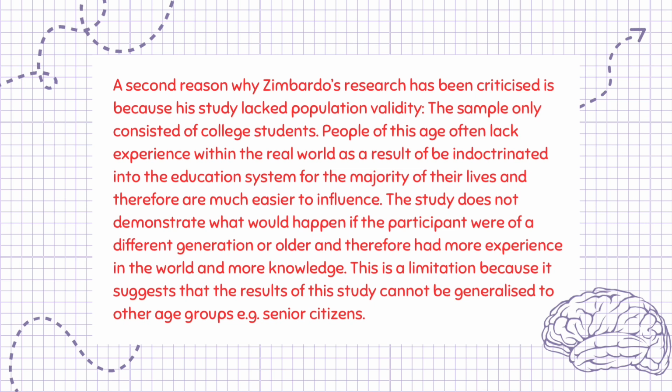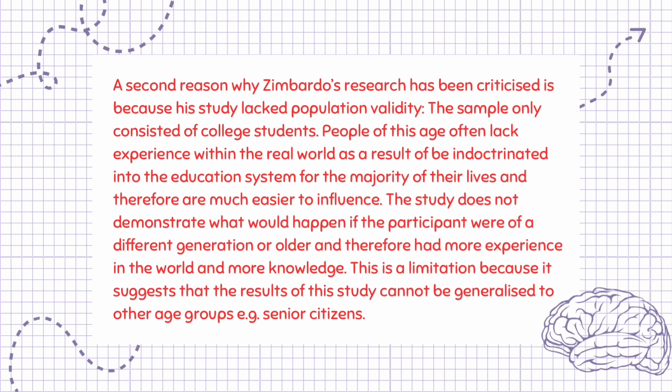A second reason why Zimbardo's research has been criticized is because his study lacked population validity. The sample only consisted of college students. People of this age often lack experience within the real world as a result of being indoctrinated into the education system for the majority of their lives, and therefore are much easier to influence. The study does not demonstrate what would happen if the participant were of a different generation or older and therefore had more experience in the world and more knowledge. This is a limitation because it suggests that the results of this study cannot be generalized to other age groups, e.g. senior citizens.